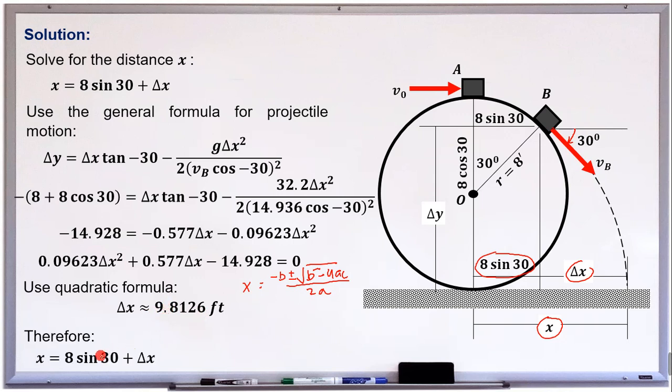Now adding this one to our 8 sine 30 degrees will give us the distance of our x. So x is roughly equal to 13.81 feet, measured from the center of our cylinder towards the point where our particle strikes or hits the ground.